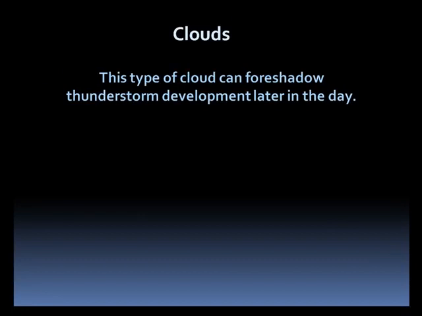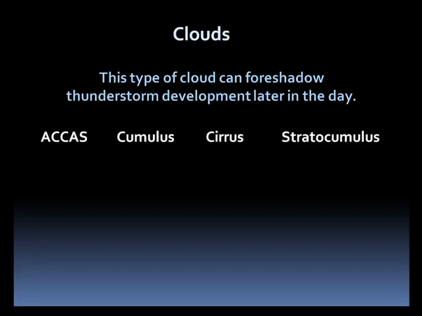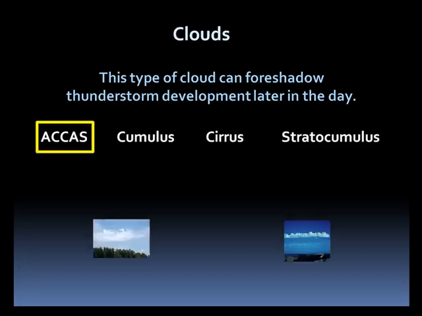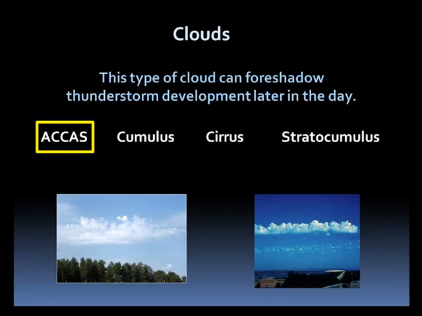This type of cloud can foreshadow thunderstorm development later in the day. Are they accus, cumulus, cirrus, or stratocumulus? These are accus clouds, which is short for altocumulus castellanus. These clouds point to instability in the atmosphere that can lead to thunderstorm development. Now let's review what we've learned.